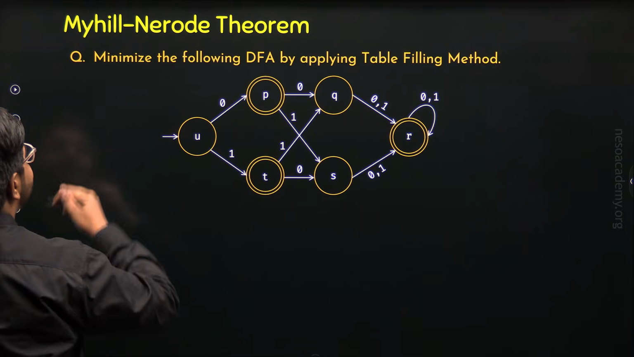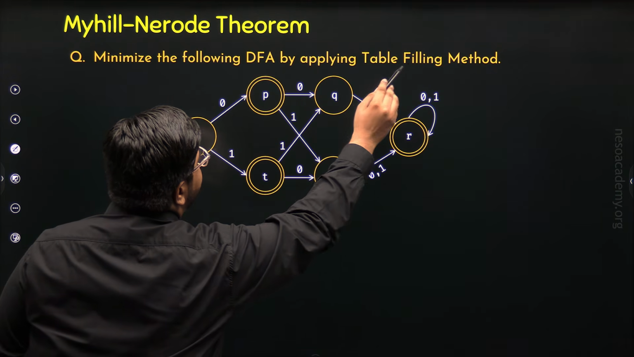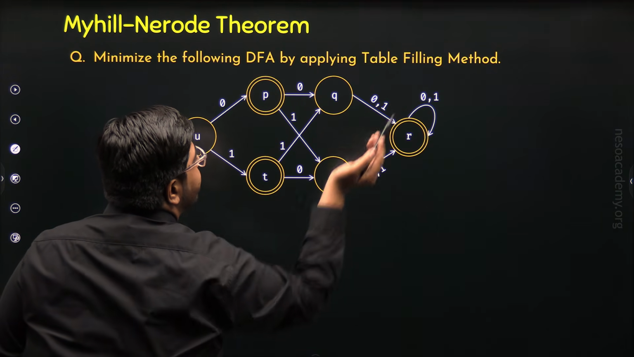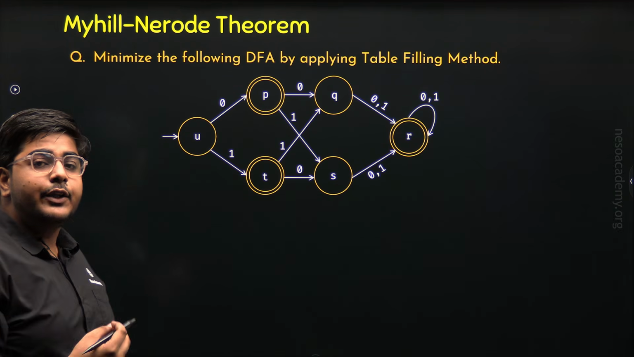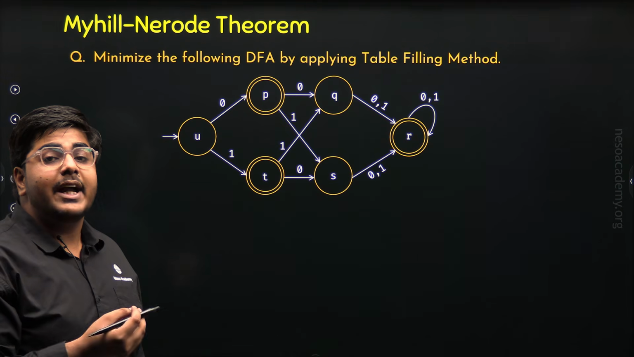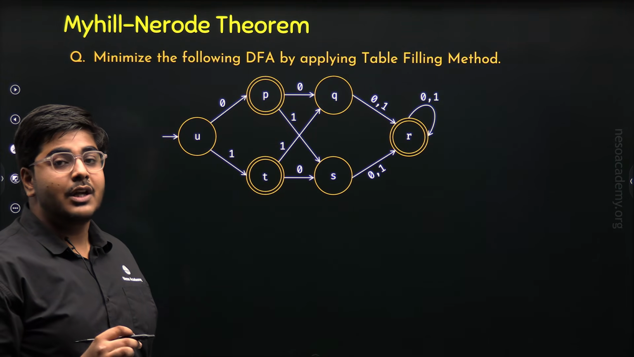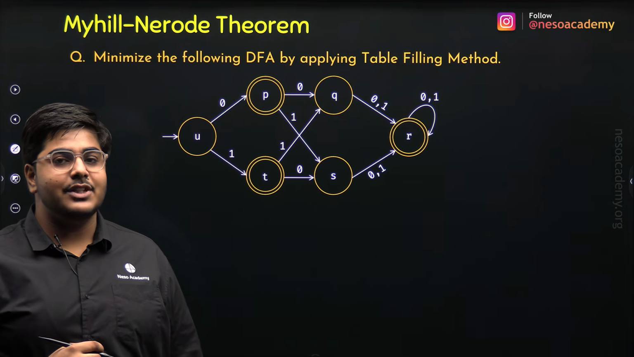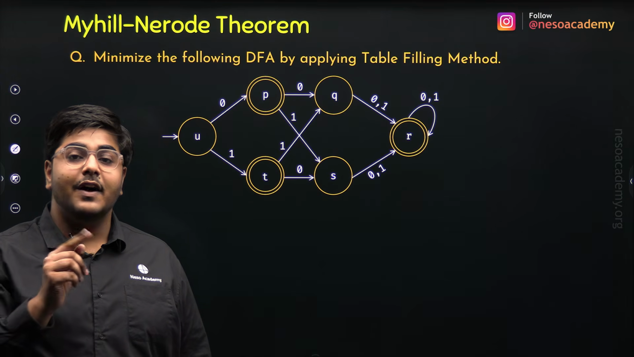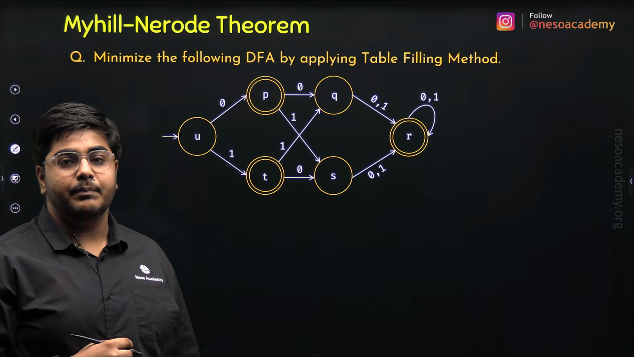So the problem is: minimize the following DFA by applying table filling method or Myhill-Nerode theorem. So this is the DFA given to us and we need to minimize this DFA by applying the table filling method for DFA minimization. So what was the first step in the process of DFA minimization? The first step is to remove all the unreachable states from this diagram.